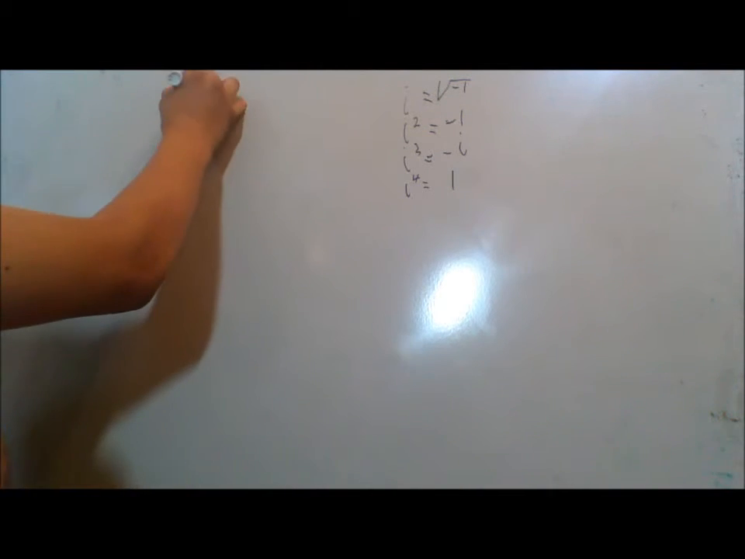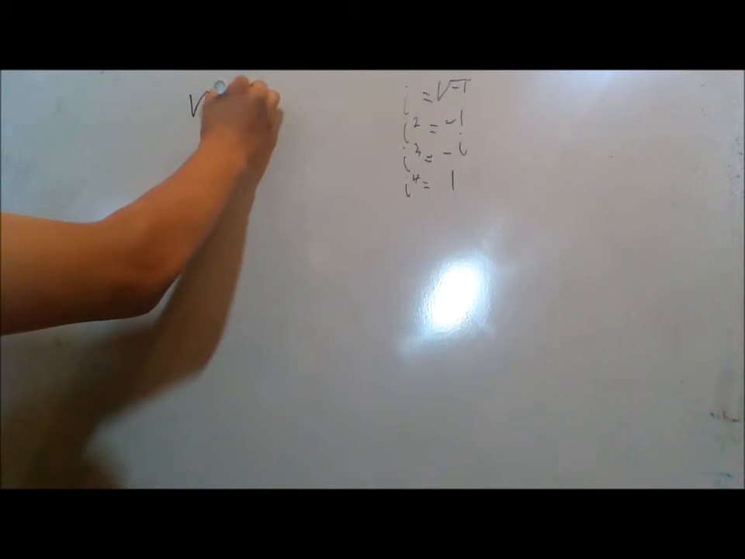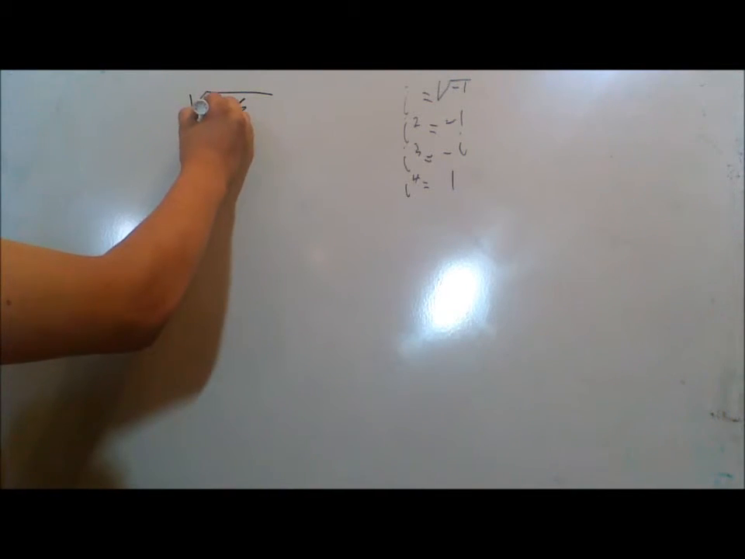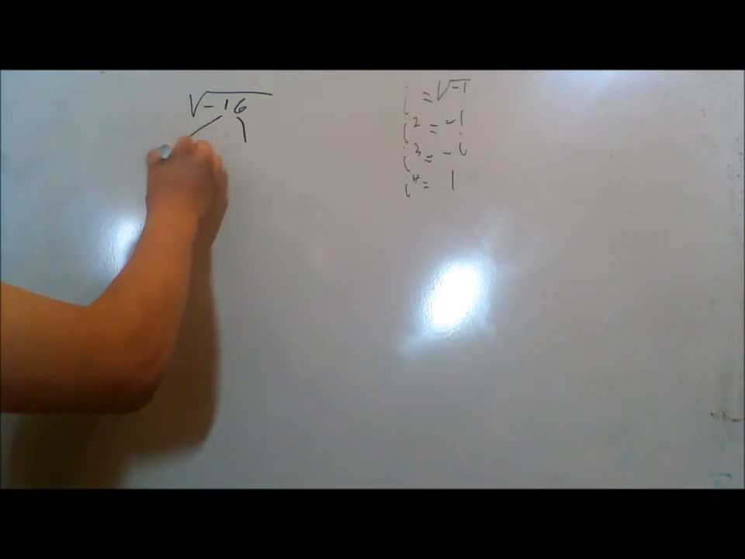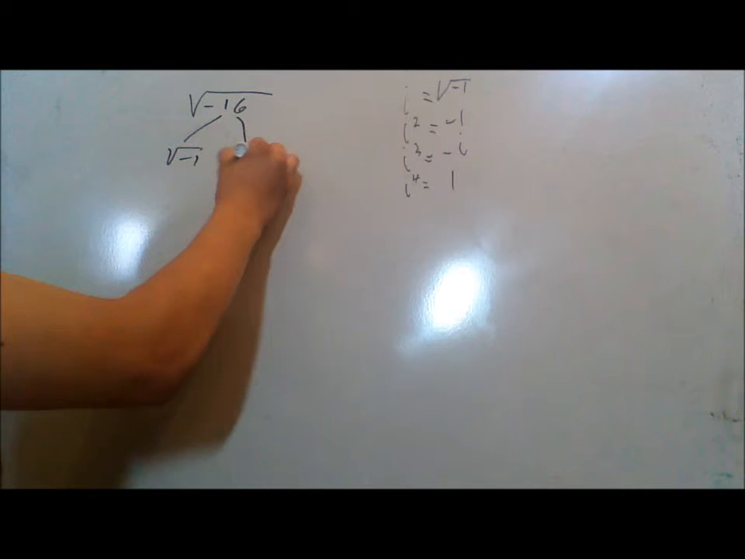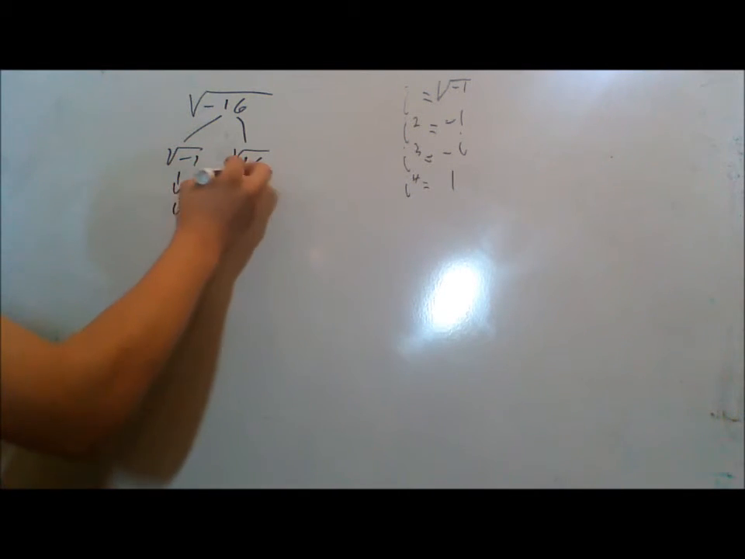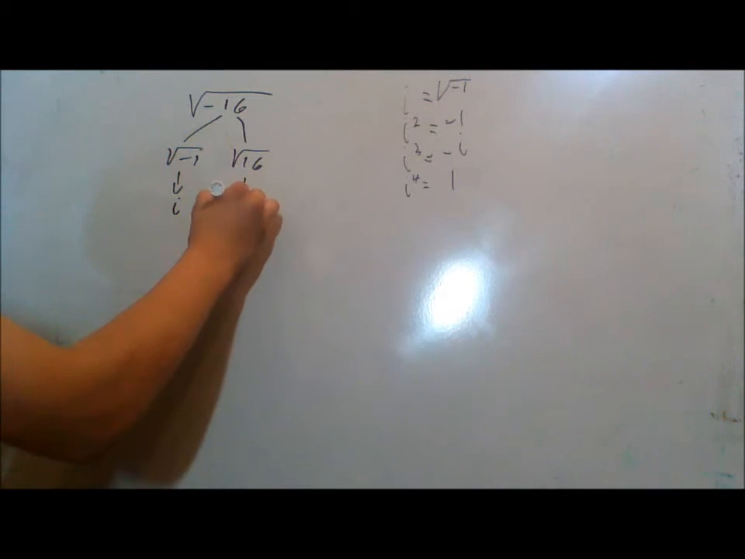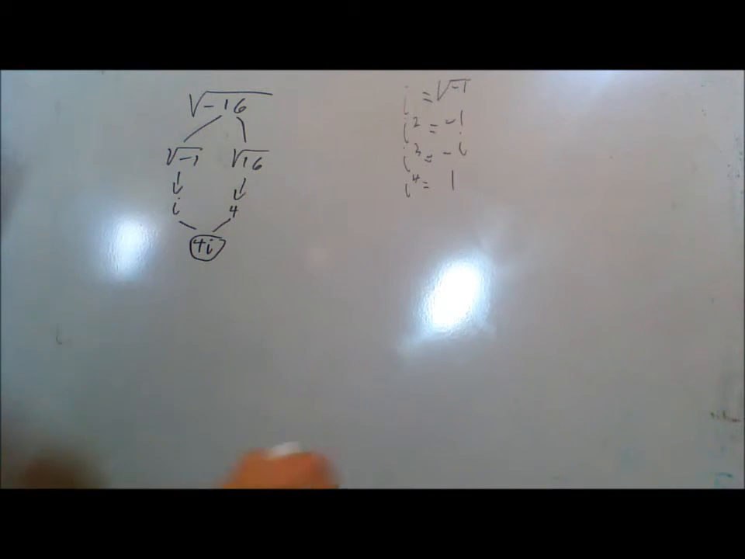There's a rule you must understand. The square root of -16. Let's choose that. We cannot have a negative in a square root. It's just not solvable. So this is what we're going to do. We're going to split it into the square root of -1 and the square root of 16. The square root of -1 is equivalent to i, as we know, and the square root of 16 is equivalent to 4. So once we multiply those, we get the answer 4i.